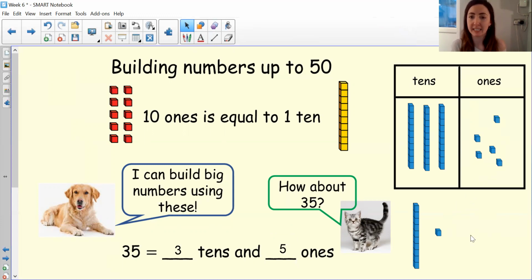So if you're representing this at home, I know you don't have Deans at home, but you can have a go at joining in by drawing the Deans. So remember how we practiced doing it in school. The tens we just draw as straight lines, and then the ones we just draw as little squares, don't we? Okay, so here is 35.